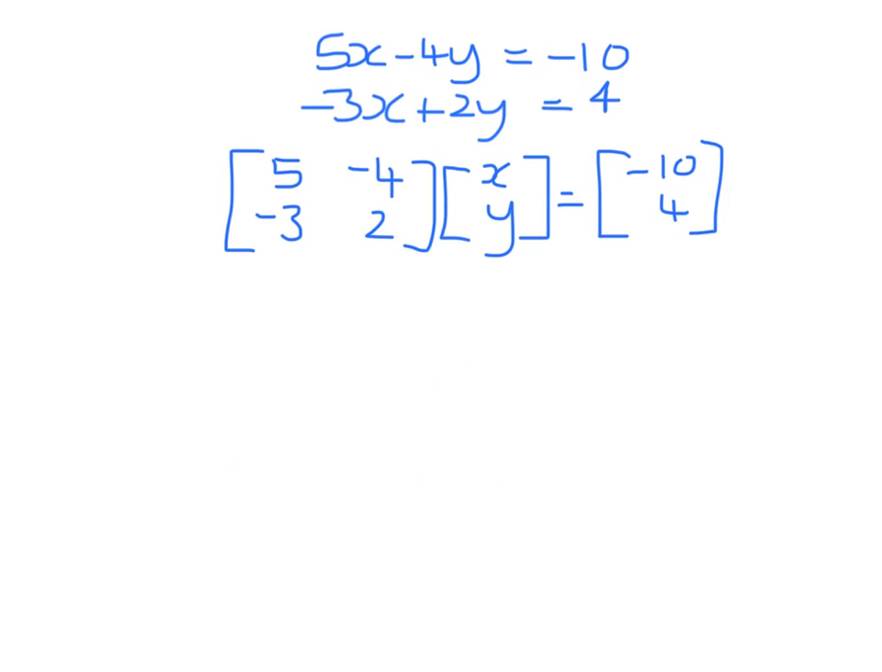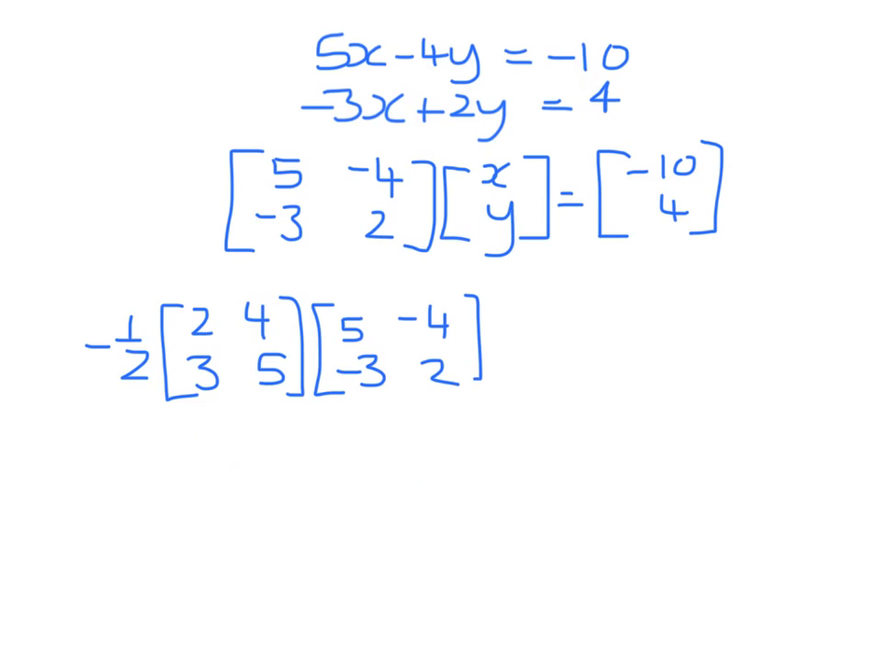Now you can't divide by a matrix, but what we do instead is multiply by the inverse. And when we multiply a matrix by its inverse, it becomes the matrix equivalent of 1. That means on this left-hand side, I'm just going to end up with x, y.